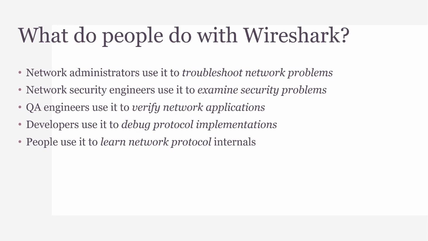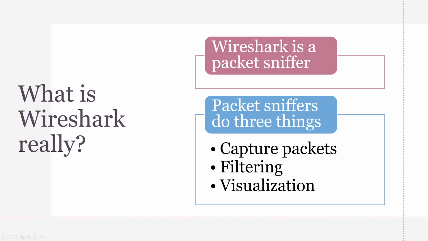QA engineers use it to verify network applications. They have to make sure whatever they developed is working well and is able to communicate through the network. And developers use it to debug protocol implementations, just make sure, again, everything's working as it should be. And people, the everyday person like me, use it just to learn network protocol stuff. But still, even with those vague examples, it's not really clear what Wireshark is. So, what is it really?